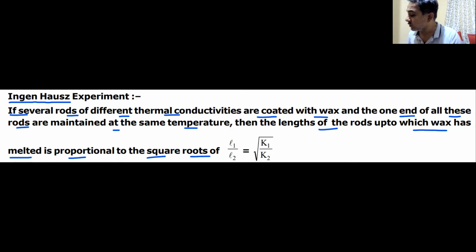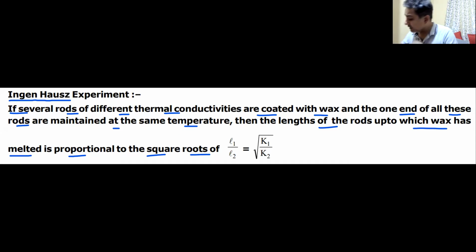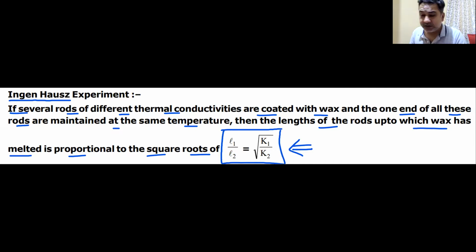is proportional to the square root of K. L1 by L2 will be proportional to root over K1 by K2. This formula is what we require and nothing else. Up to what length will the wax melt? That is all that we require. L1 by L2 has to be equal to root over K1 by K2. I'll give you 2 minutes to note this formula down.